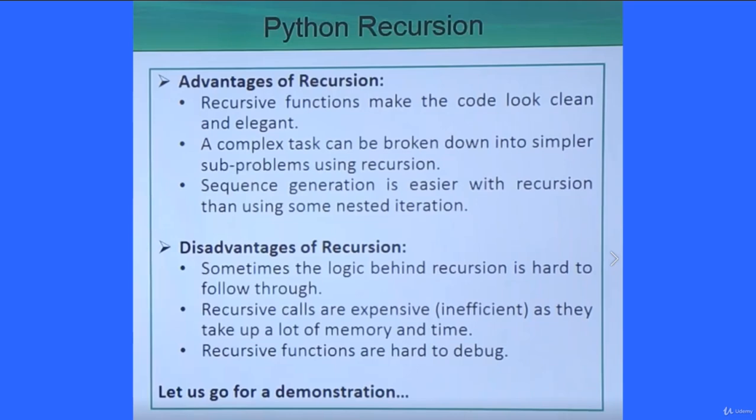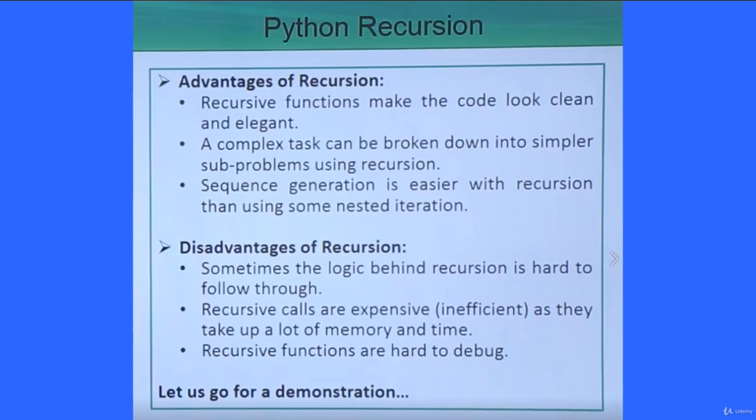Recursive calls are expensive, inefficient, as they take up a lot of memory and time. When the depth of recursion is too big, in that case, obviously it will go on keeping the instances of the previous calls. So that's why the huge memory requirement will be there, and that's one of the disadvantages of using a recursive algorithm. And recursive functions are hard to debug. So these are the different advantages and disadvantages of recursion.